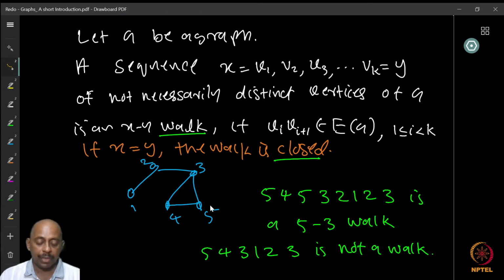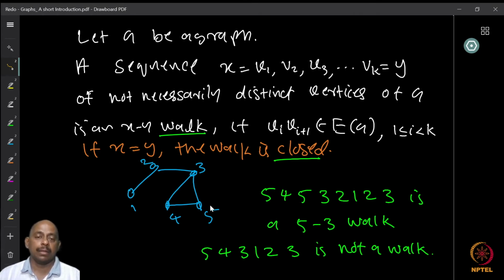So a sequence, starting with let's say X, which is V1, V2, etc., Vk, is said to be an XY walk where Vk is Y, right? If Vi, Vi plus 1 is an edge for every i from 1 to less than k.